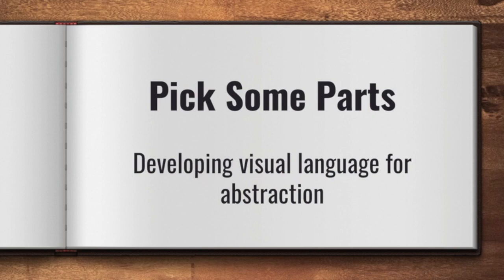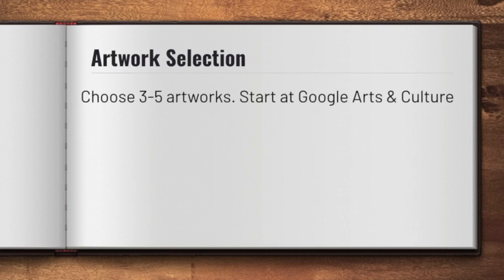Again, there's many ways to abstract work. This is just one of many choices. So first, you need to select artwork. I'm asking that you choose 3 to 5 artworks and that you start at the Google Arts and Culture site, which is linked in the assignment.